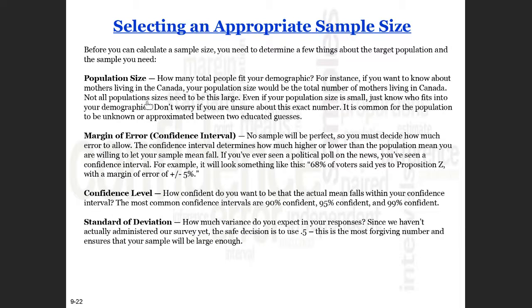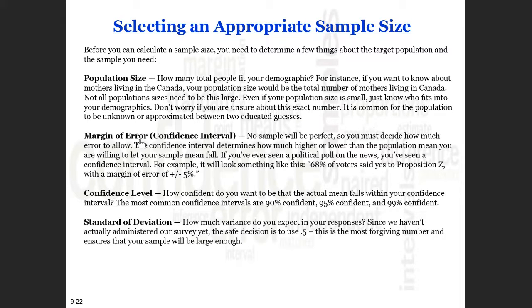Not all population sizes need to be this large. Even if your population size is small, you just know who fits into your demographic. This is talking about doing surveys with people. So don't worry if you're unsure about this exact number, but you can apply this to anything. It is common for the population to be unknown or approximated between two educated guesses.